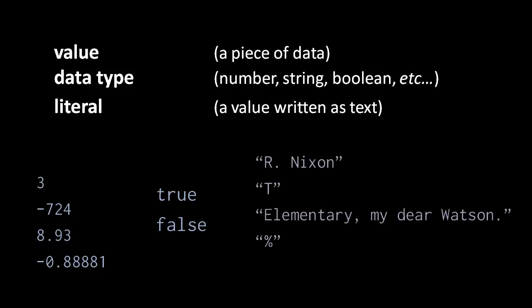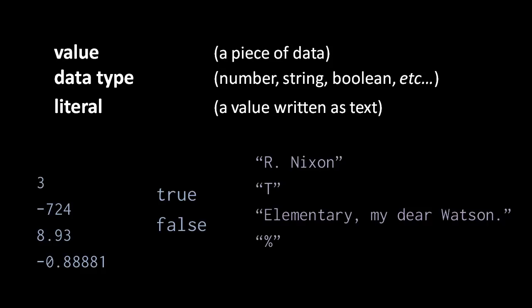When we write a string, we enclose the characters of the string between double quote marks. So here in the top example, that's a string containing the sequence of characters starting with a capital R, then period, then space, then capital N, lowercase I, lowercase x, O, N. So one thing to note here is that uppercase letters are different characters than lowercase letters. The uppercase N is a different character than the lowercase N. Also note that a space is itself a kind of character. It's part of the data of the string.